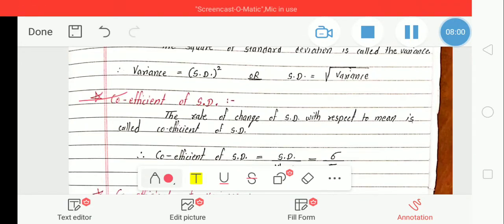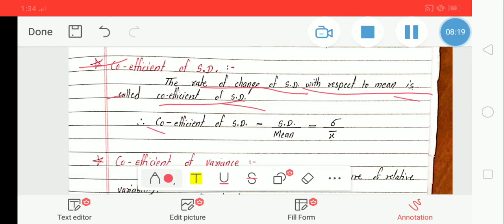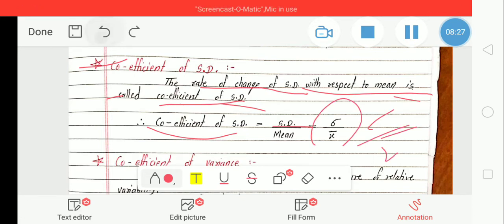The rate of change of standard deviation with respect to mean is called the coefficient of standard deviation. That is, the coefficient of standard deviation is standard deviation divided by mean, meaning sigma divided by x bar. That is the coefficient of standard deviation.